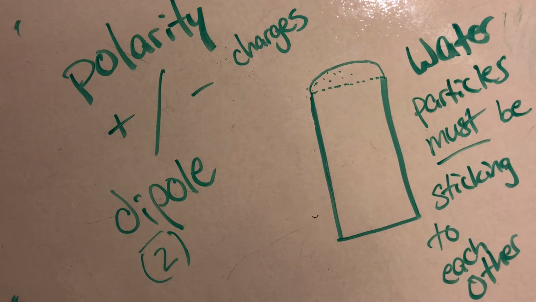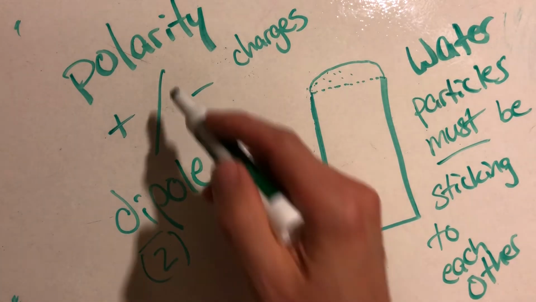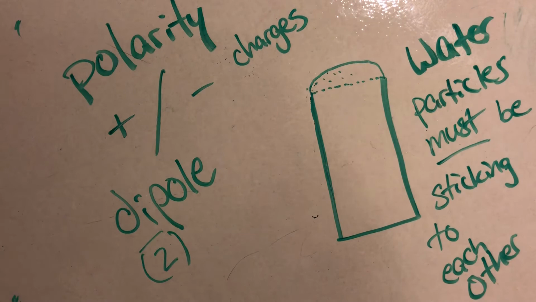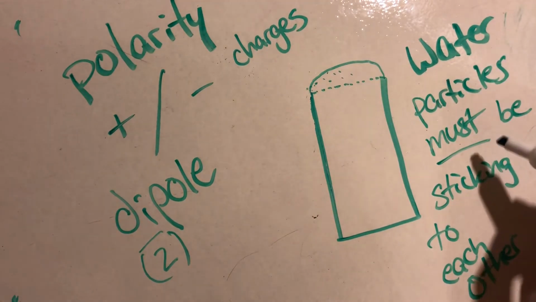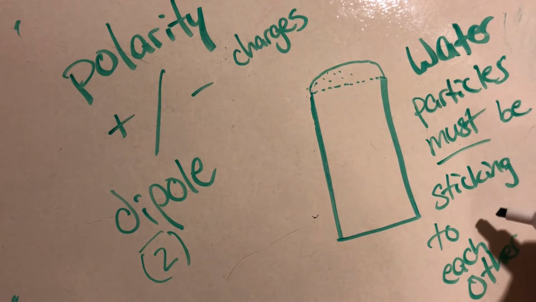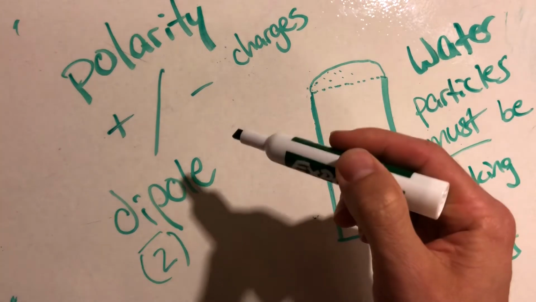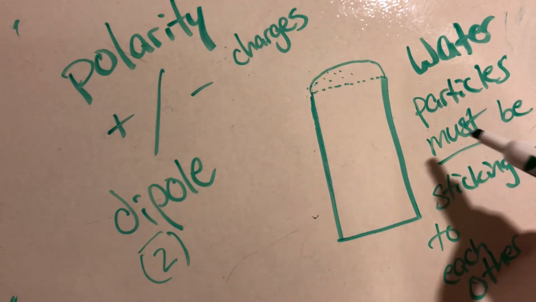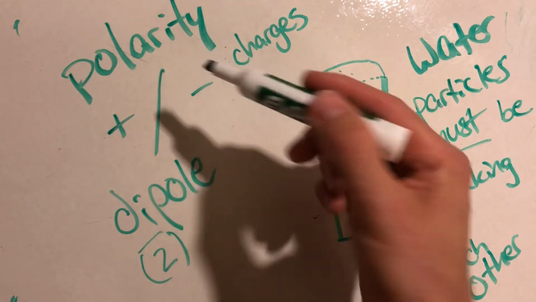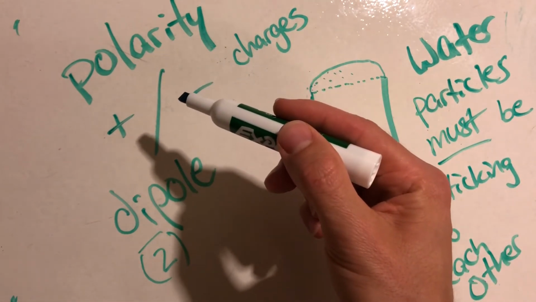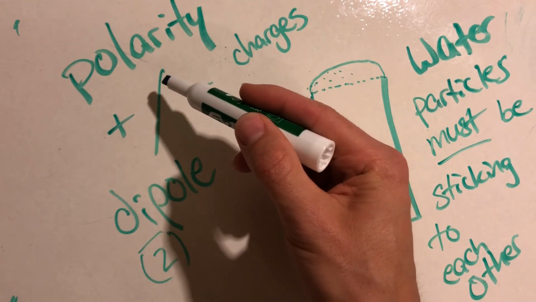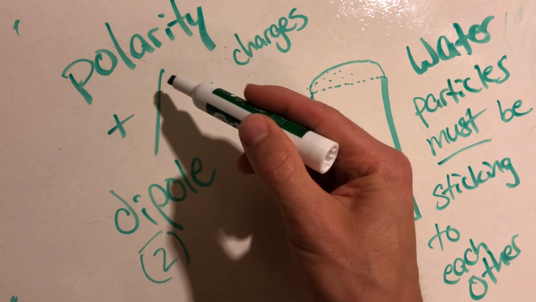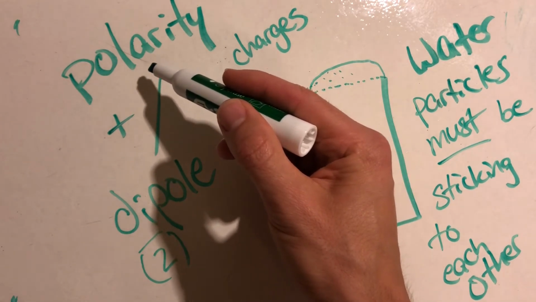So if we know that dipoles and things that are polar in general stick to other things that have positive or negative ends, then if we know that water particles must be sticking to each other, then we know that a water particle or water molecule must be polar. It has to, because otherwise water would not stick to itself, at least so far as we know. So we can infer that water particles must be polar.